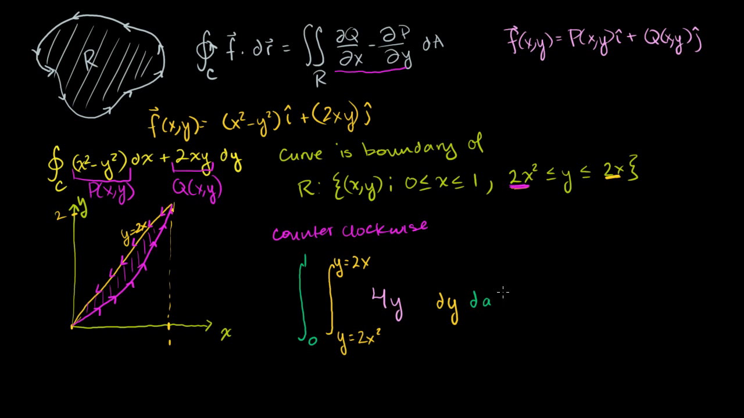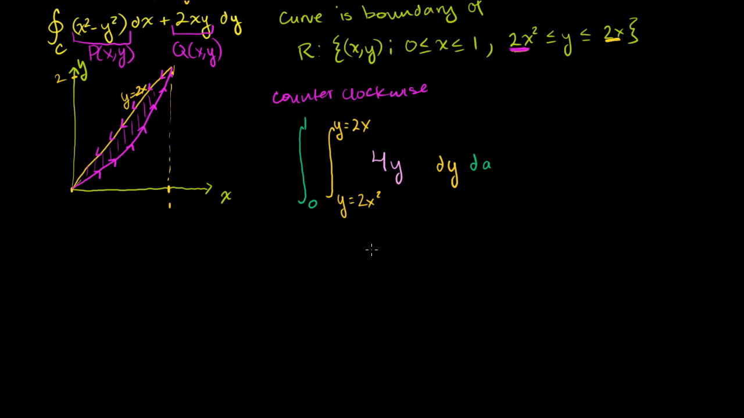And we're going to get 2y squared. Right? If you take the partial with respect to y, you're going to get 4y. And we're going to evaluate that from y is equal to 2x squared to y is equal to 2x. And then, of course, we still have the outside integral still there. x goes from 0 to 1 dx.